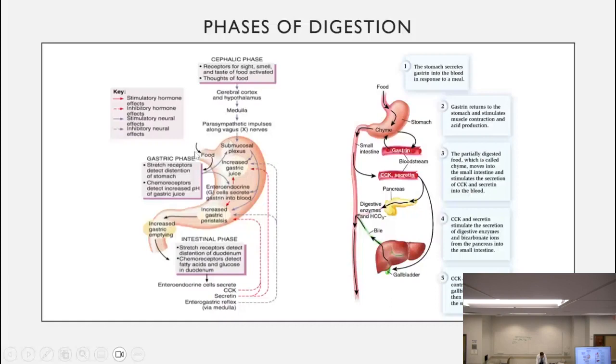For example, the gastric phase is initiated by stretch receptor stimulation and chemoreceptors that detect the change in pH and stretch. What is going to happen as a result of this? There is an increase in gastric juice production, and we start having an increase in motility, increased gastric peristalsis. That will start grinding the food and mixing it with the acid. Then we start having gastric emptying, so part of the chyme moves into the duodenum, starting the intestinal phase. So you have the stretch receptors and chemoreceptors that will initiate the intestinal phase.